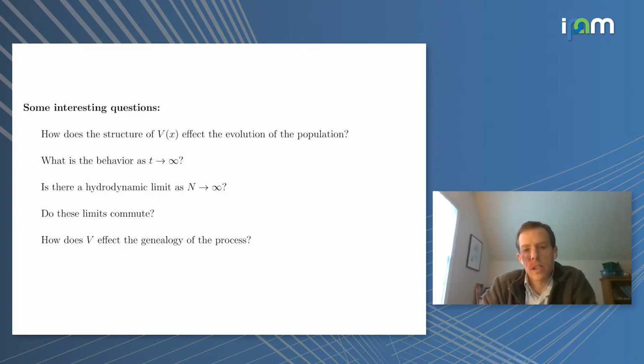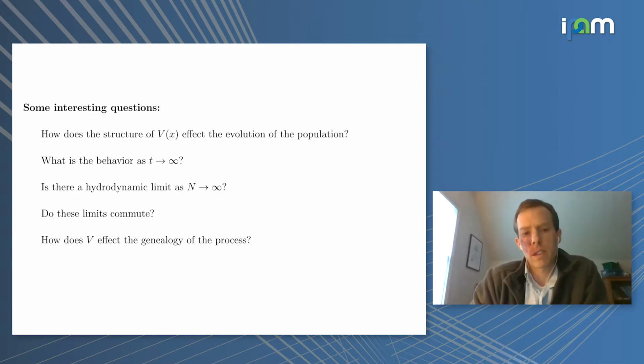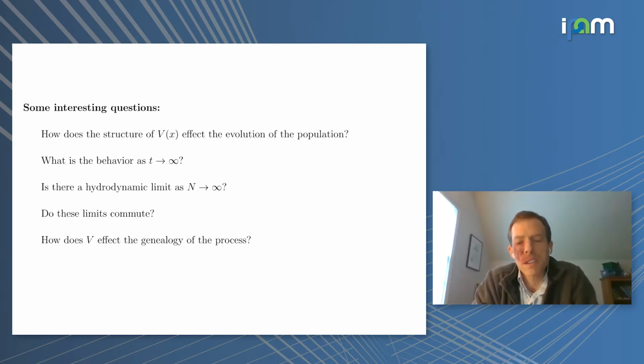We'll call this a hydrodynamic limit, but as Nicolas pointed out in his talk, this has nothing to do with hydrodynamics, it's just the terminology. So does the empirical measure converge to a limit as n goes to infinity? Then I'd like to know whether these limits commute.